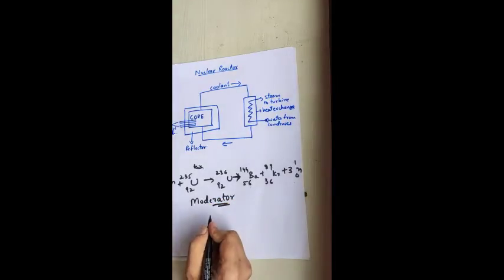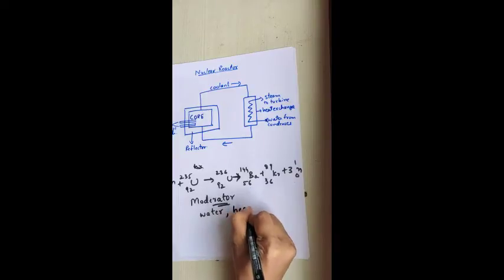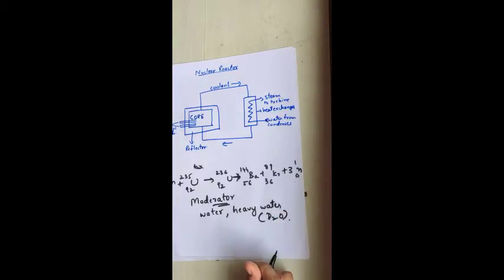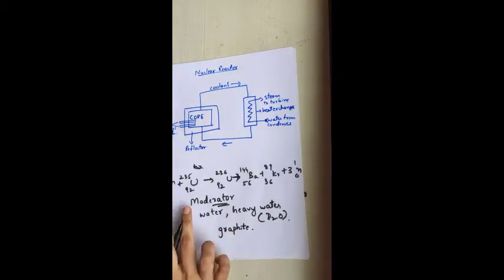Usually the moderators used are water or heavy water, whose composition is D2O. D2O means deuterium oxide. Heavy water consists of a major quantity of deuterium, which is one of the isotopes of hydrogen, or sometimes even graphite is used as the moderator. This is the function of the moderator.